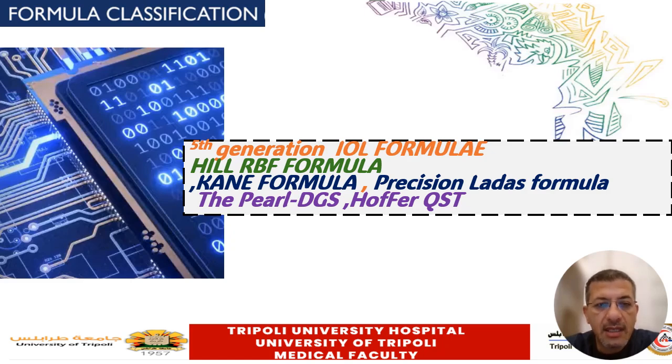So we will discuss the Hill-RBF formula, the Kane formula, the Precision Ladas formula, the Pearl-DGS formula, and the Hoffer QST formula to understand the importance of these formulae in the next era and the next decade. All the IOL calculation will be based on artificial intelligence.